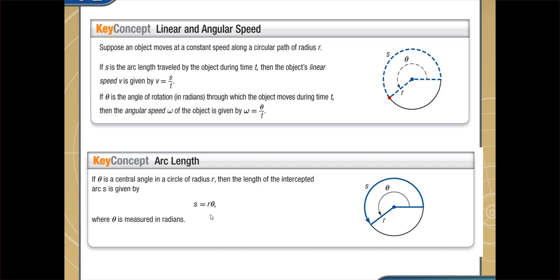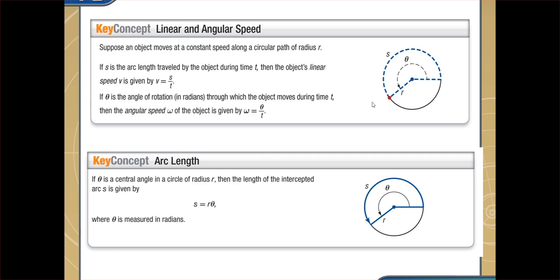And if you don't remember the formula to find the arc length, it is the product of the radius and the angle theta in radian. So that is the linear speed. So again, linear speed is the ratio of the arc length over the time.